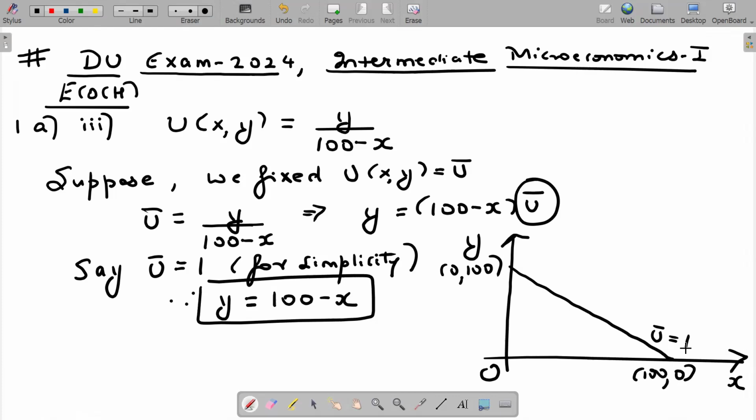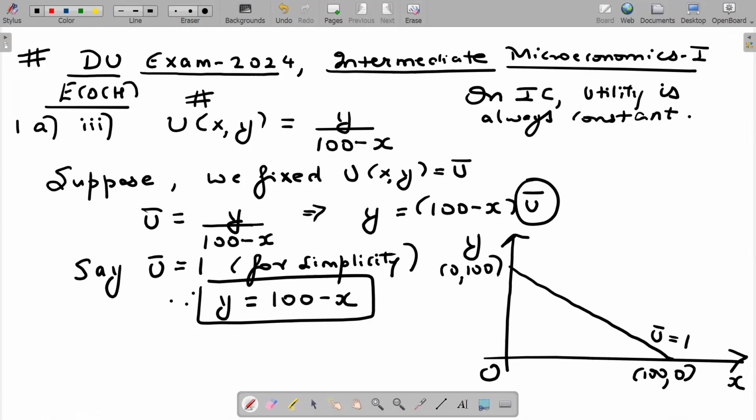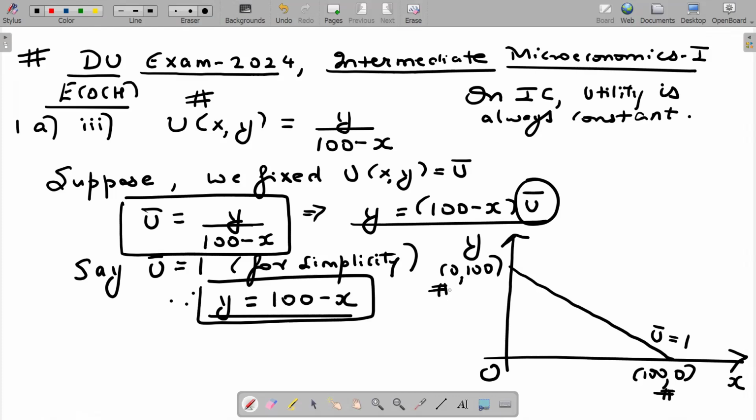So students, all I have done first of all is plot the indifference curve. This was the utility function given to me. I know that on the indifference curve, utility is always constant, so I fix it equal to u bar. That means I get u bar equals y over 100 minus x, so y comes out as 100 minus x times u bar. Now I just took a value of u bar for simplicity. Let's say u bar is 1, so y is 100 minus x, a straight line passing through 100 comma 0 and 0 comma 100.